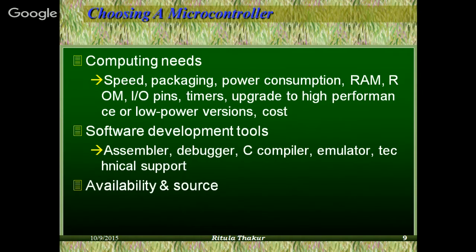There are so many companies available in the market which manufacture microcontrollers, है ना? And you can have a microcontroller for as low as 50 rupees to as high as 4,000 rupees. So in such cases, there are certain criteria which we consider in choosing a particular microcontroller. Now let us see these criteria. The first criteria is our computing needs. Computing needs में of course first is our speed.